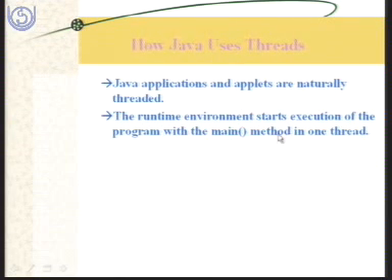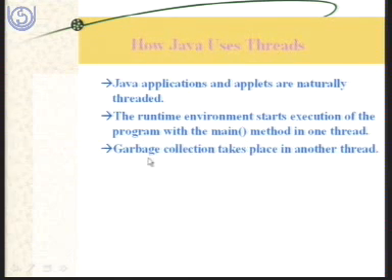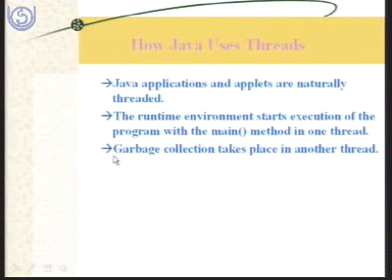Next, the running environment starts execution of the program with the main method in one thread. Next, garbage collection takes place in another thread. I am counting that there may be more than one thread in a single program, even if you are not creating threads in your program independently. Even if your program is single threaded, with only the main thread in execution, there are some hidden or background threads performing operations for your program. One is the main thread that performs your operation in single-threaded programming, and garbage collection keeps on running, handled by a separate thread.